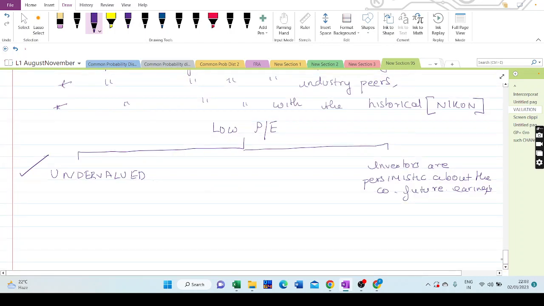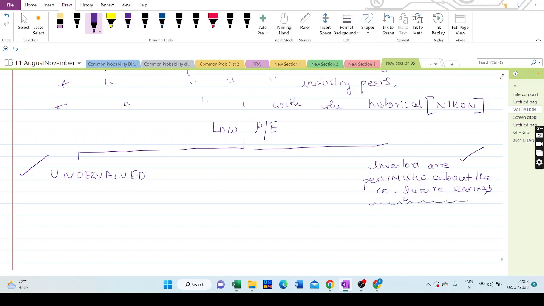And a low PE can also occur because investors are pessimistic about the company's future earnings, and that is why they are willing to pay less per dollar of the company's earnings. That is why they are willing to pay less. Okay, the example that we just did is Nikon.